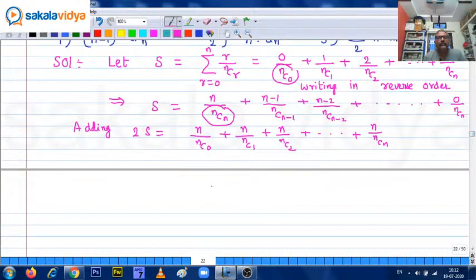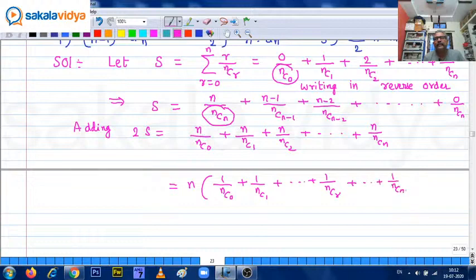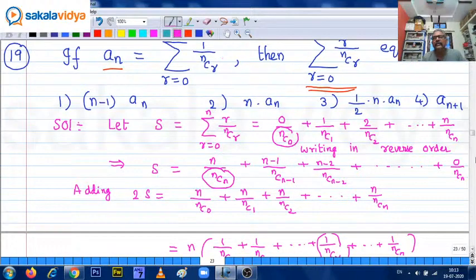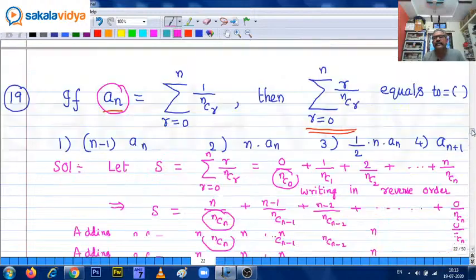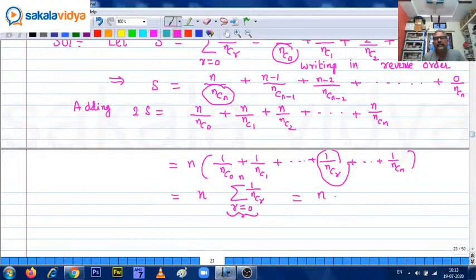Now take n common. If you take n common, what do you get? 1 upon nC0 plus 1 upon nC1 plus so on, 1 upon nCr general term, plus 1 upon nCn. This can be written in summation form. So n times sigma r from 0 to n of 1 upon nCr. From the given condition, sigma r is equal to 0 to n of 1 upon nCr is nothing but an. So this can be replaced: n times an gives 2S, but we need the S value. Therefore, S is equal to n by 2 times an, or half times n times an. This is the answer.